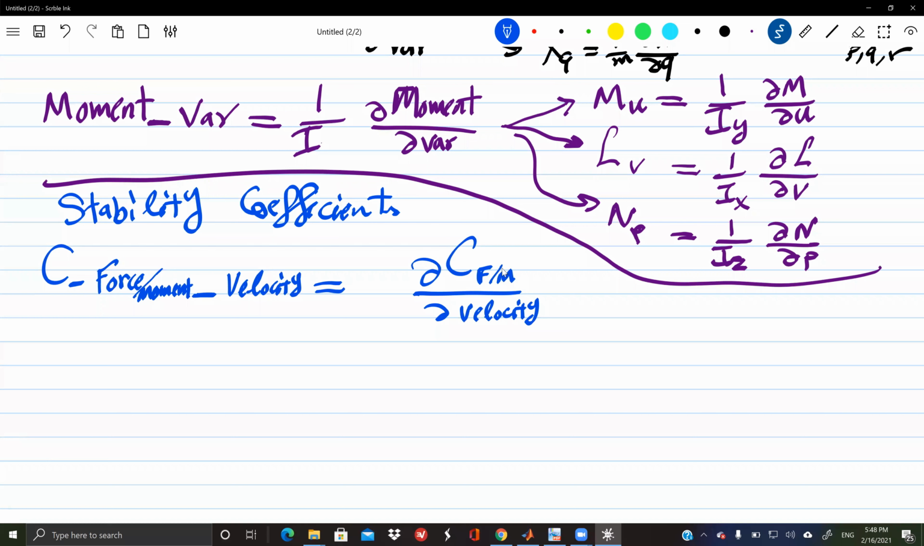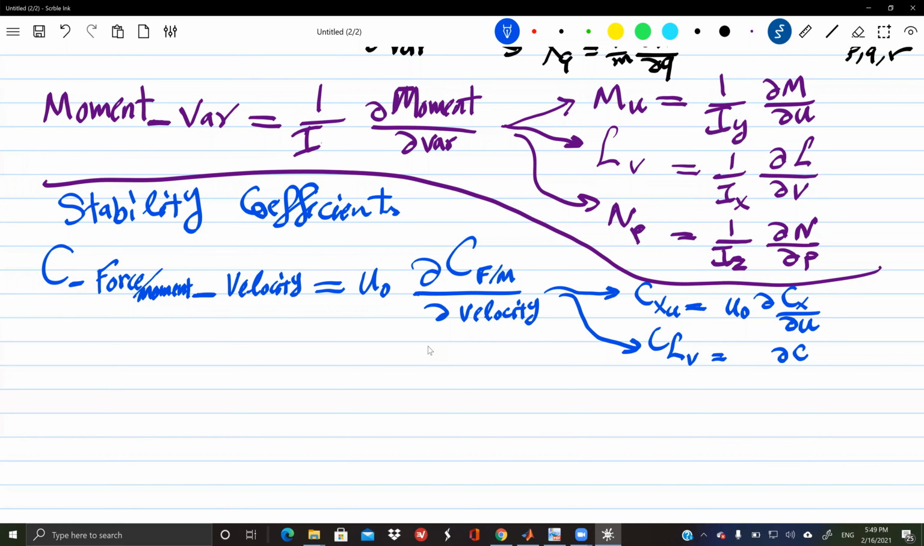Any C like C_L, C_D, C_X, C_Y, C_Z, the coefficients are non-dimensional. So the numerator is non-dimensional already. The denominator is a velocity, so it has meters per second. So I need to multiply here by some reference velocity in order for the result to be non-dimensional. And the reference velocity is simply U naught. So that's easy. For example, C_Xu is partial C_X partial u, and I multiply by U naught. C_Lv is partial C_L partial v, and I'm going to multiply by U naught, and so on. Okay, any force or any moment, partial any velocity.